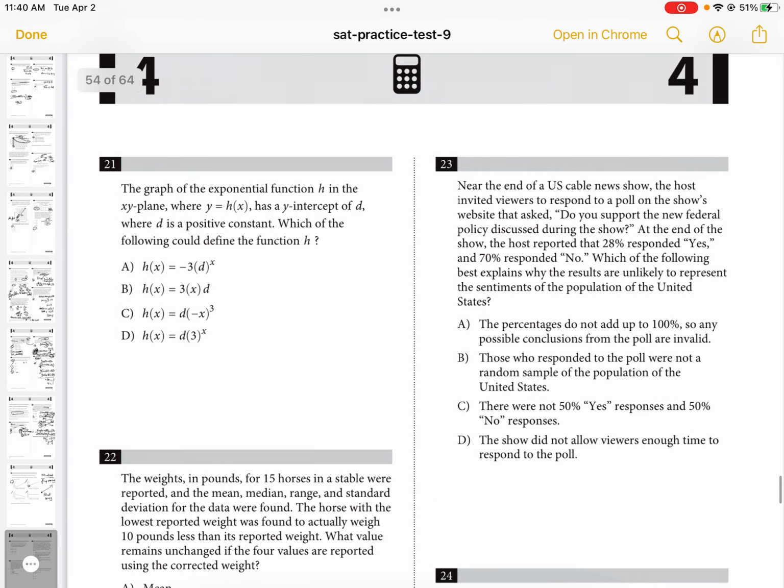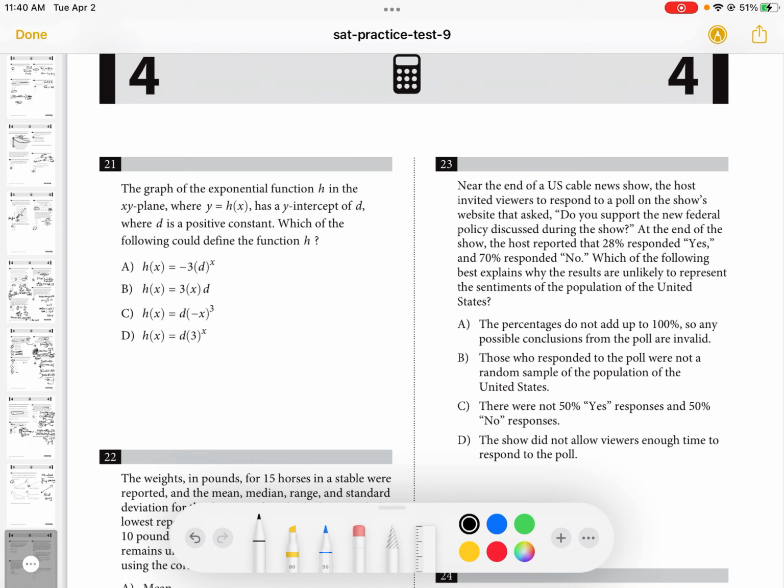Number 21. The graph of the exponential function h in the xy plane, where y equals h of x, has a y-intercept of d, where d is a positive constant. Which of the following could define the function h? Alright, we know h is an exponential function, so there has to be something to a power x, like 2 to the power x, for example. So we know it's not B and it's not C immediately. So it's either A or D.